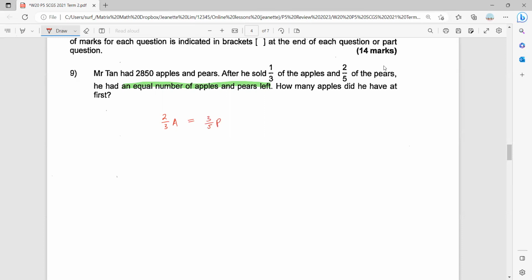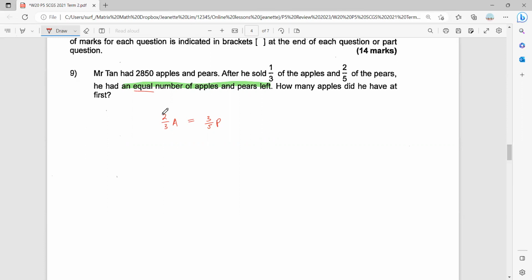So now because they say that the amount left is equal, I can form this equation. The amount of apples left is equal to the amount of pears left. If you put 1/3 of apples equals to 2/5 of pears, that's wrong. The amount sold is not the same. Amount left is the same. So with equivalent proportion, we have to always make numerator the same. So common numerator is 6. Do not make denominator the same, okay?